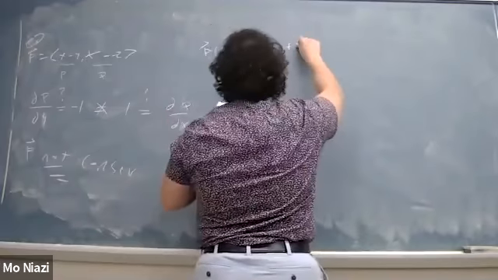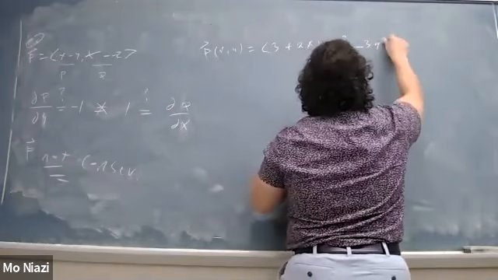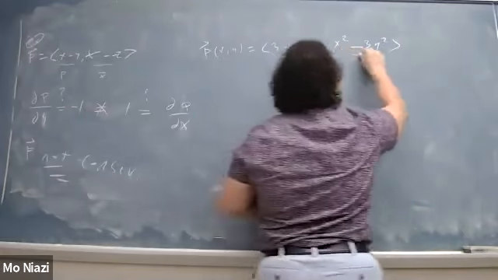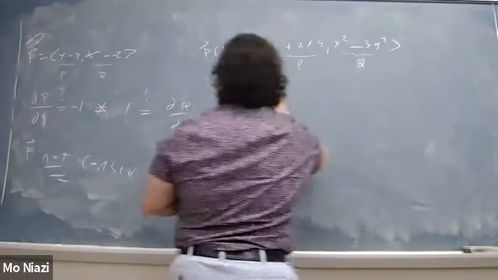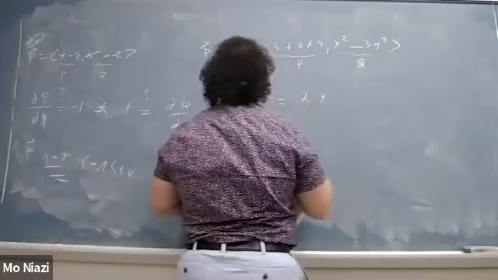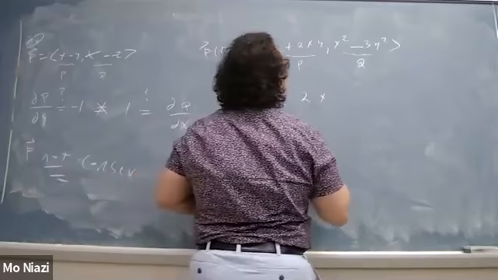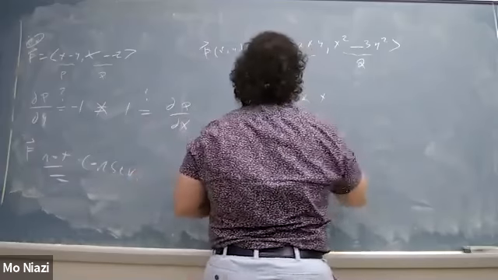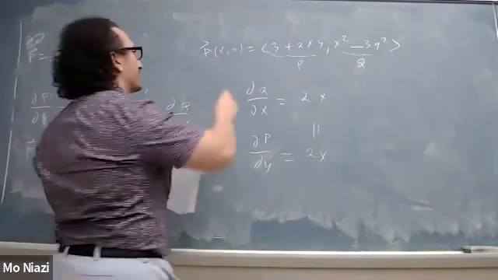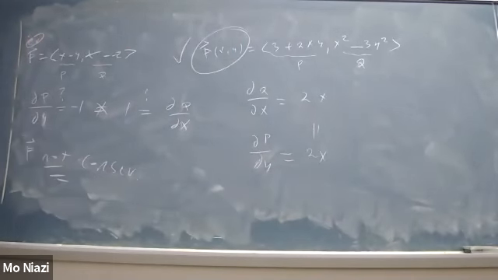What if it's this? Is this a conservative vector field? Let this be our P, let this be our Q. Let's take partial Q, partial X. That's 2x. Let's take partial P, partial Y. That is just 2x. Notice they're the same. This is a conservative vector field. Why do we like the conservative ones? Well, it's because they have all these good theorem properties.